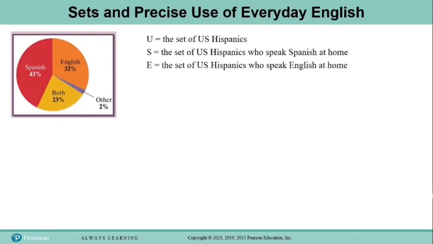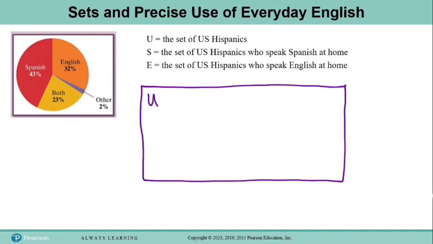We could label the sets with U, S, and E. So U would be like our universal set, and that would be the set of all U.S. Hispanics because that's who's under consideration here. And then S could be the set of U.S. Hispanics who speak Spanish at home. E could be the set of U.S. Hispanics who speak English at home.